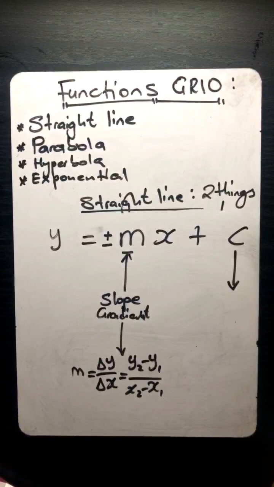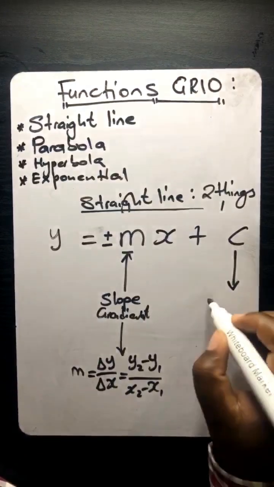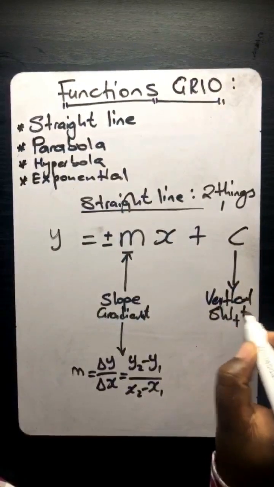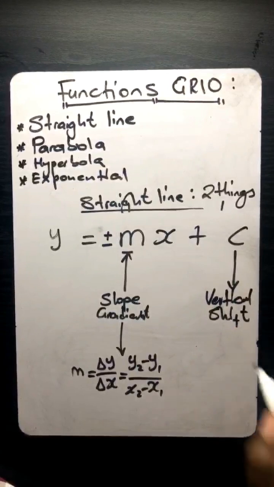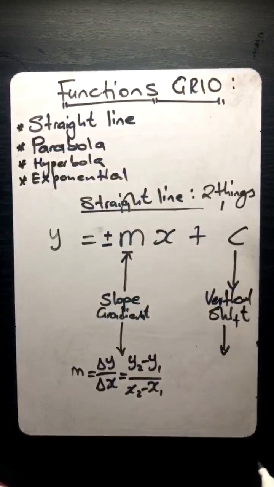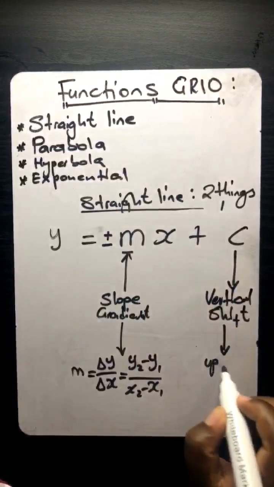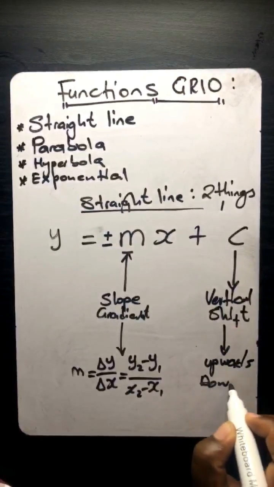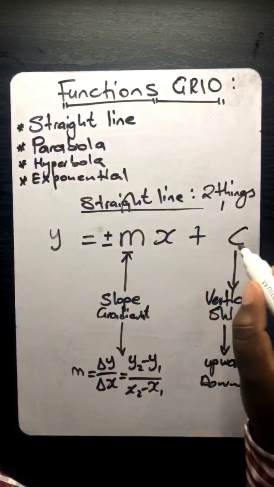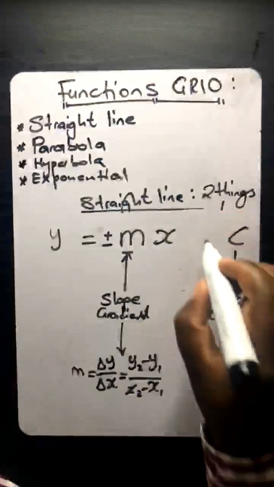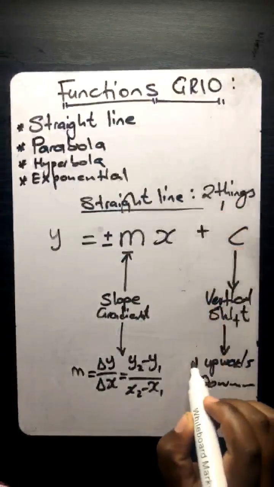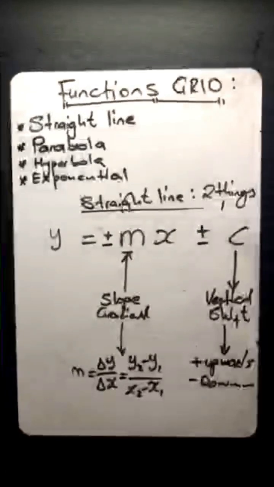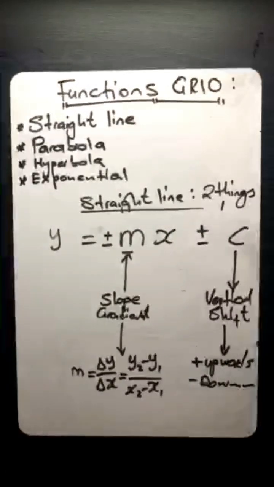C tells us more about the vertical shift. So just write it there and say it tells us more about the vertical shift. So the vertical shift does not mean upward, but it means up and down. So that means a function can shift upwards or downwards. So the moment you start having a C value which is positive, that means it has shifted upwards. If you have a negative C value, it means it has shifted downwards. So just always remember those.